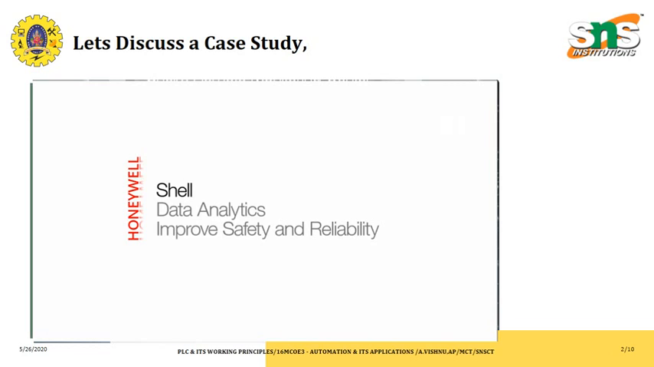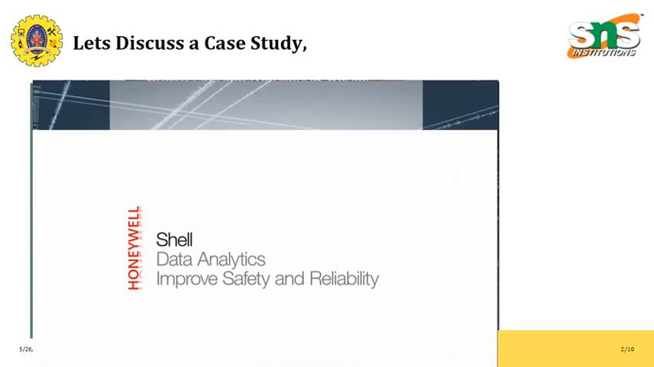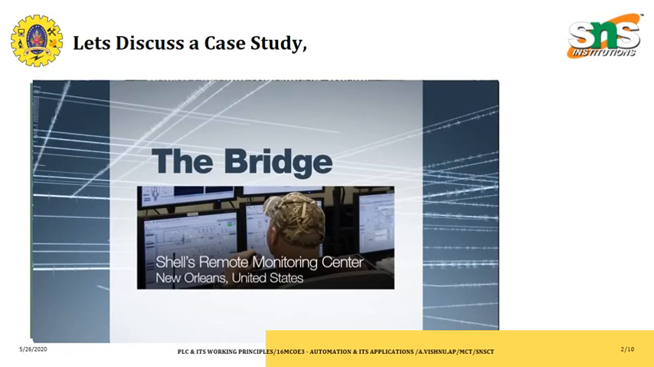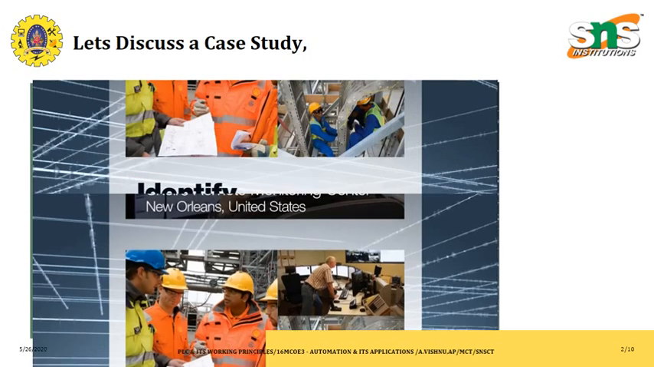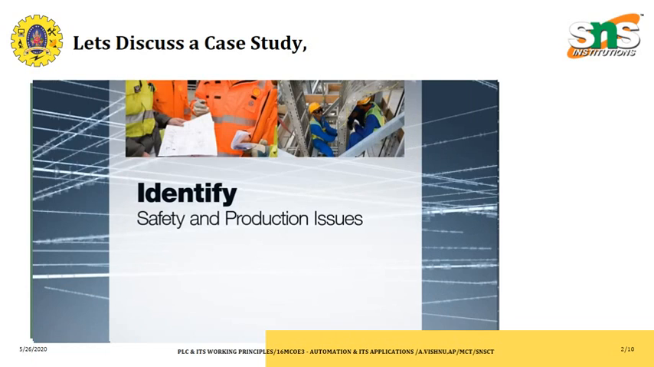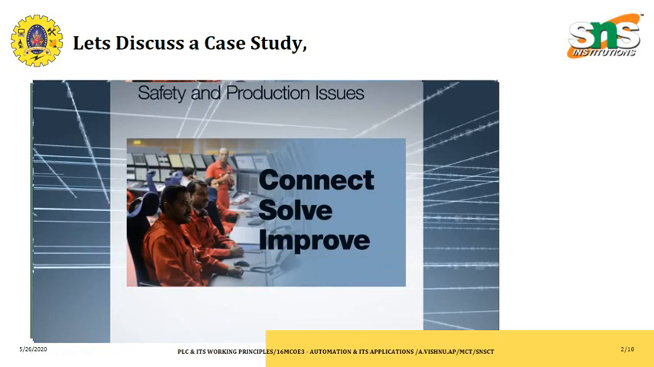Let's take a look at how Honeywell helps Shell use data analytics to improve safety and reliability in offshore oil production. In this, it is Shell's remote monitoring center in New Orleans. Here, Honeywell software scans Shell's assets in the Gulf of Mexico and Brazil continuously, which runs thousands of complex analytics, making it possible to identify safety and production issues sooner and take proactive action in this single remote monitoring center.